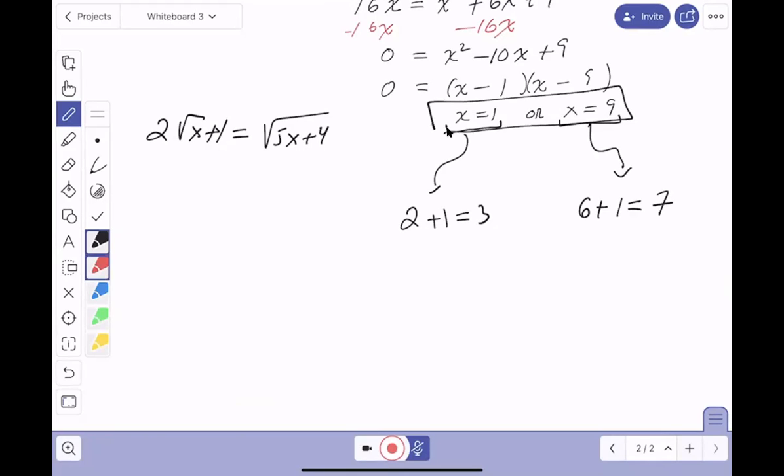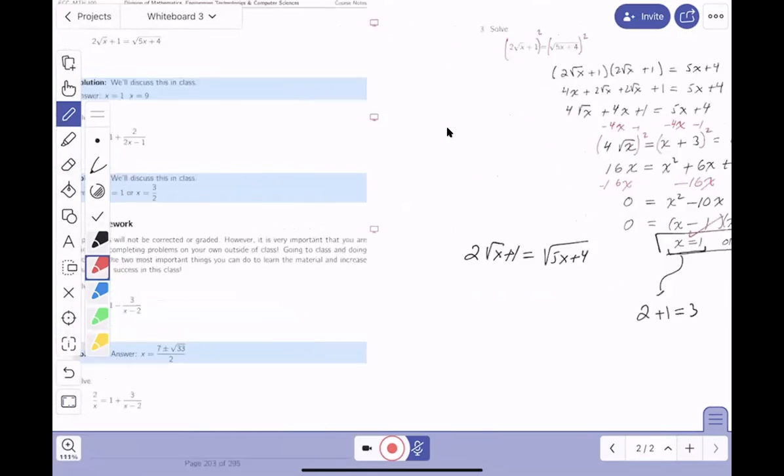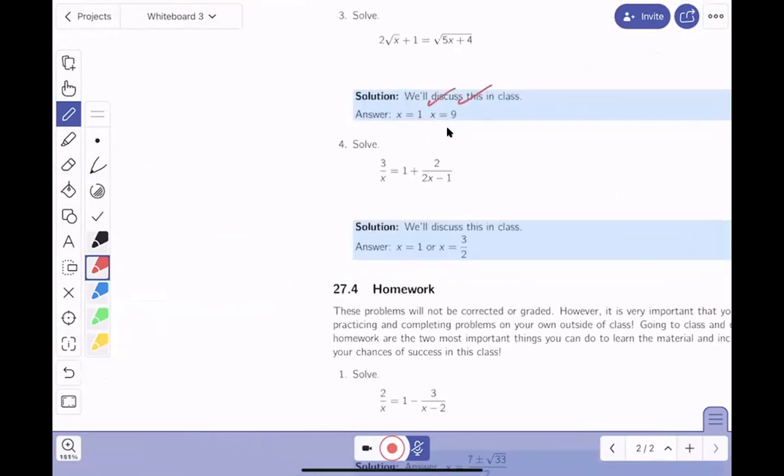All right, let's go back to the key, and I want to make sure those answers are staring at me, which says the answer should be 1 or 9. And I'm seeing that right over here. All right, let's go to number 4.